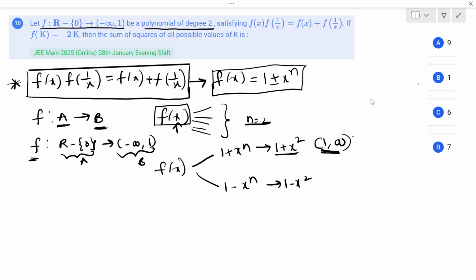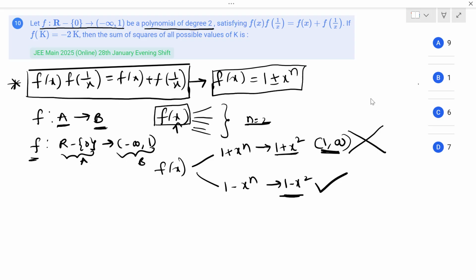Can you get a range other than codomain? No, not at all. Which means that this is wrong. So in fact 1 minus x square is correct, because 1 minus positive is always less than 1. If you go on putting bigger values of x square, for example 1 minus 100, that is minus 99, you will get negative values also. So it will cover all the values from minus infinity to 1. Which means that this 1 minus x square is the correct one.